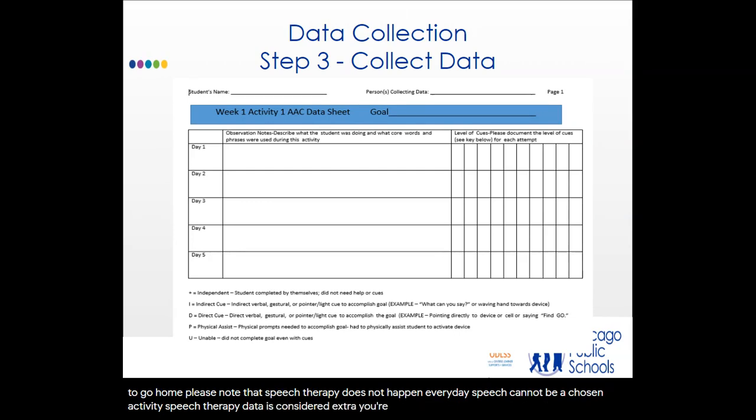Your provided data sheet looks like this. You will have 1 data sheet per activity per week. There are rows for each day of the week with columns at the end for tracking the type of cue required for each target. There is a key at the bottom detailing the symbol to write for each cue. For example, you would write in a plus for independent and an I for indirect.